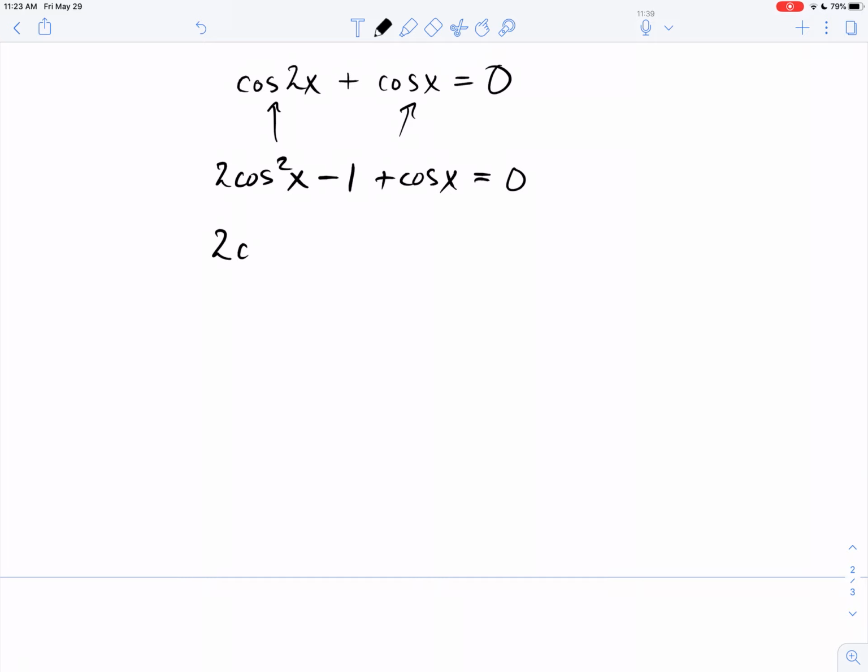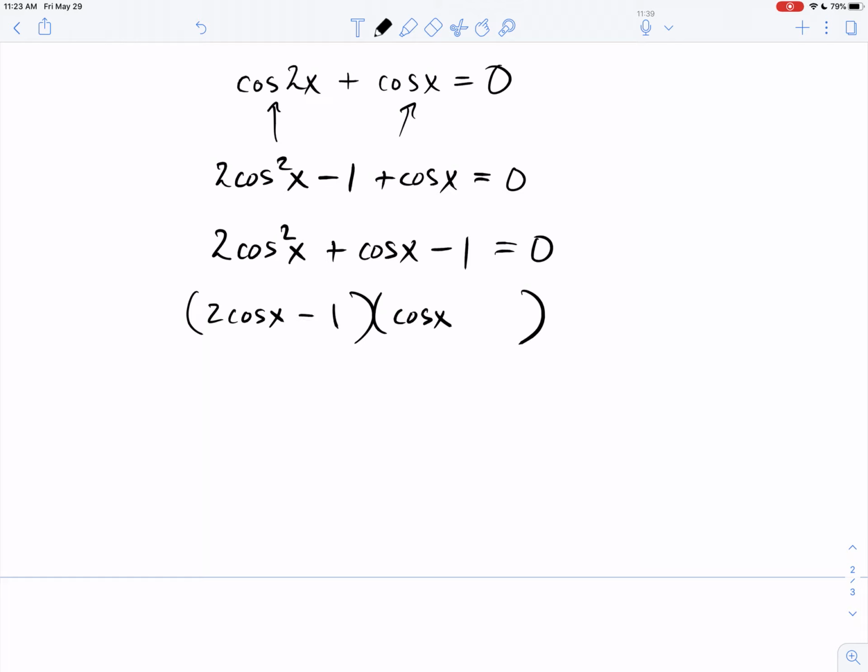I could rearrange the order of things. And then I go, dang, that's a trinomial. I could factor. I could give it one of these. And then I'm back to the very first lesson I showed you about solving equations with trig functions.